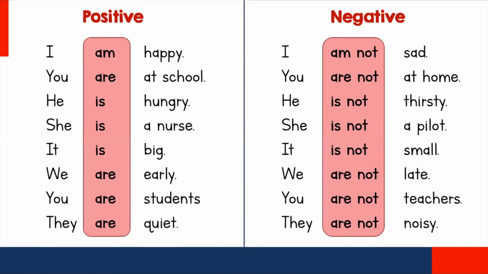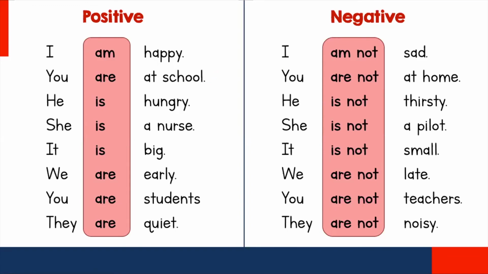So you have to remember that we can have two types of verb to be. The verb to be can be positive and negative. Let's read the examples. Positive form. I am happy. You are at school. He is hungry. She is a nurse. It is big. We are early. You are students, and they are quiet.